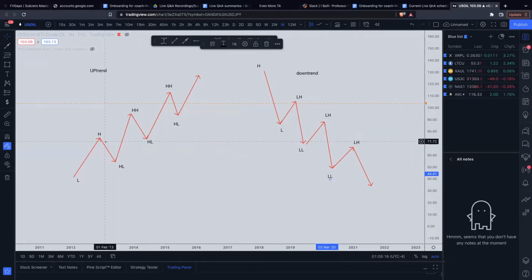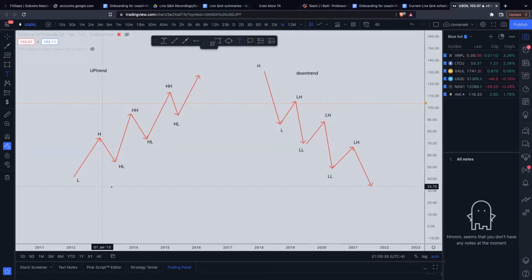Take profit, get back in on the higher low. Take profit, get back in on the higher low. And that's how you kind of maximize your uptrend. All right. So the next thing we're going to look at is what's called a market transition.